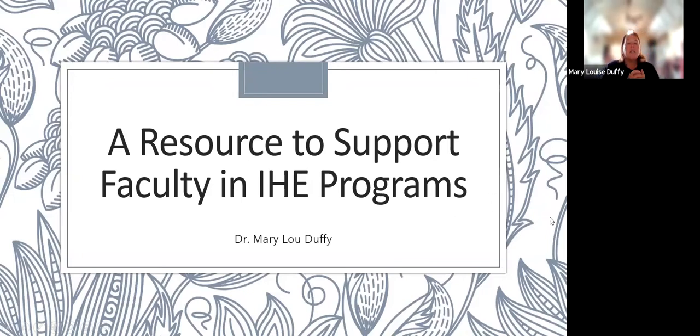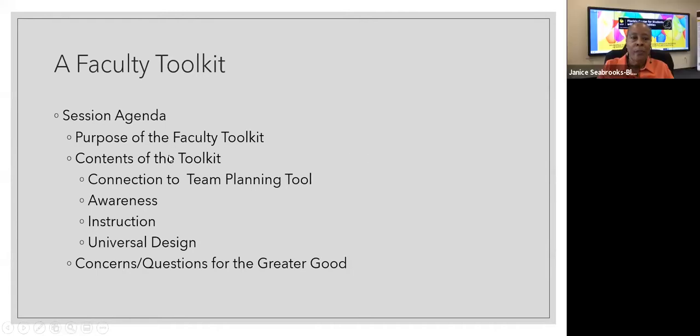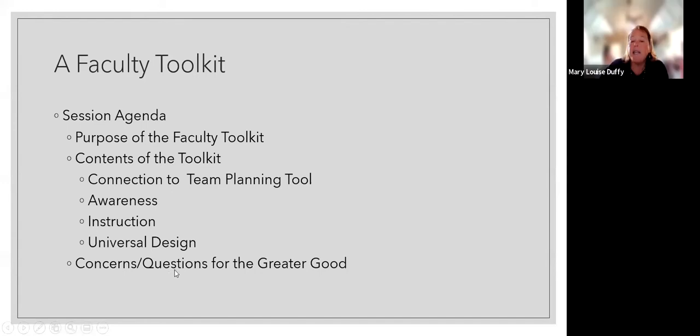We're going to talk about some resources to support faculty in higher education programs. And this is in connection to the Faculty Toolbox product that'll be available someday soon on the FCSUA website. Okay, so my agenda for this session is to talk about the Faculty Toolbox purpose, what the contents are in it, and then go to concerns or questions that you might have as program providers that you want answered, or as best I can answer them in the Faculty Toolbox, okay?